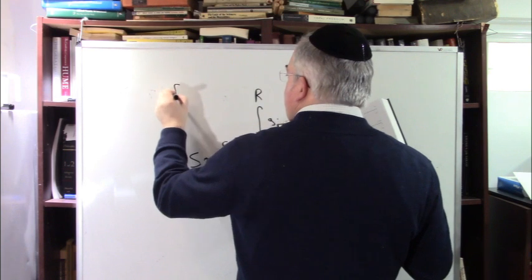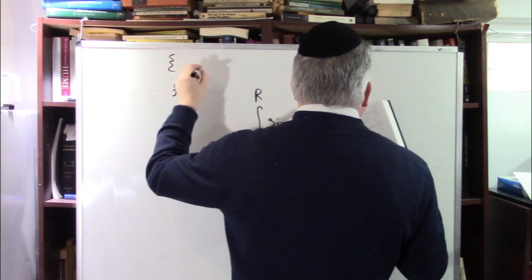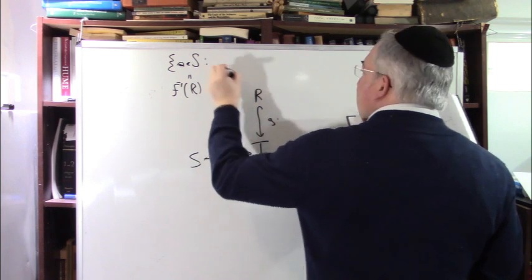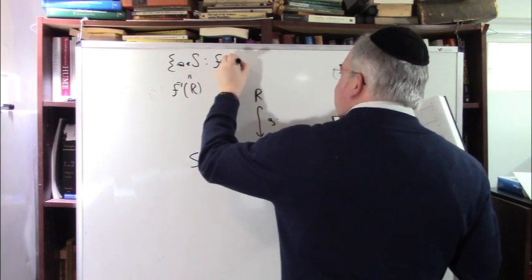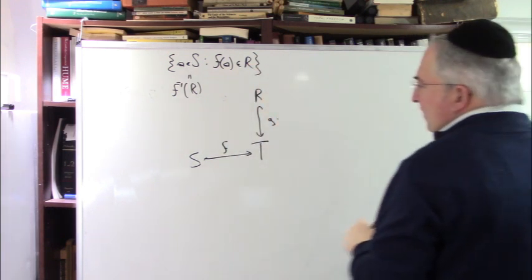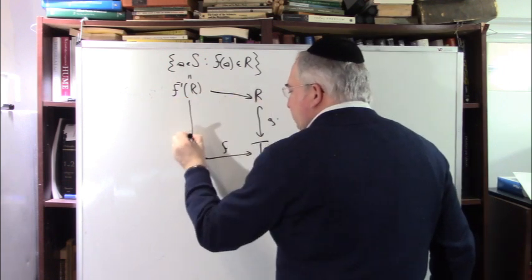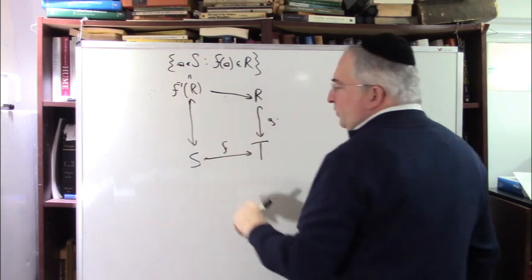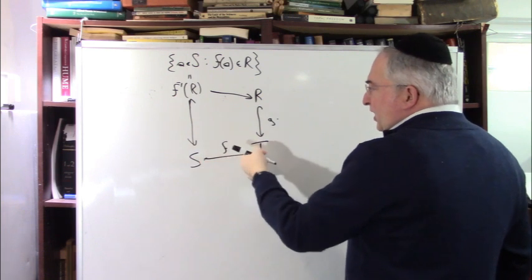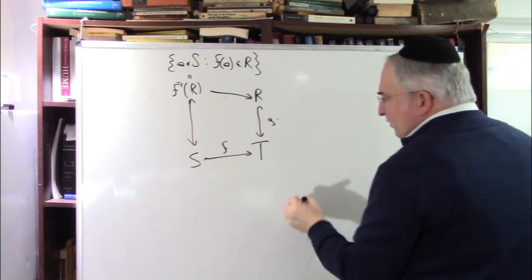F minus 1 of R, which is equal to those s, members of S, such that F of s is a member of R. Okay? So you have this function here, and this is an inclusion. So it's a subset of S, those s such that when you take that, it lands in here. Nice way of seeing it in terms of Venn diagrams.